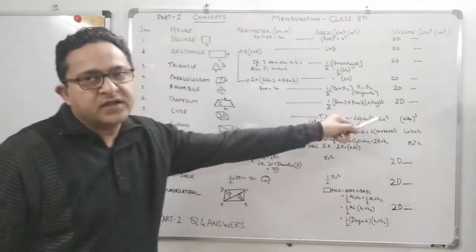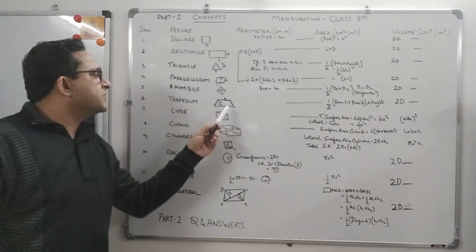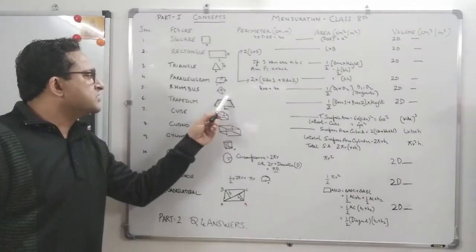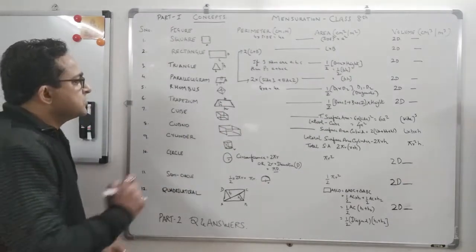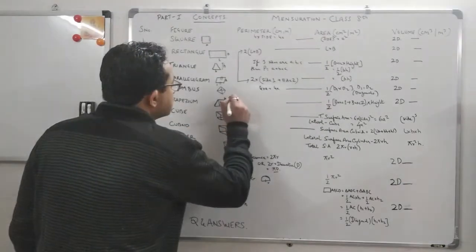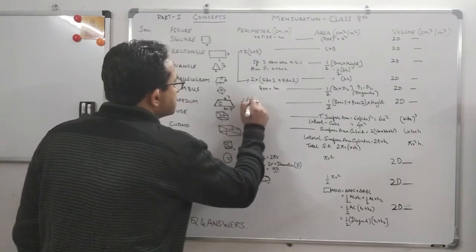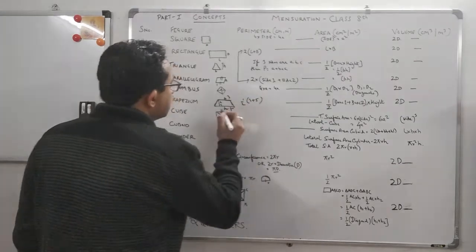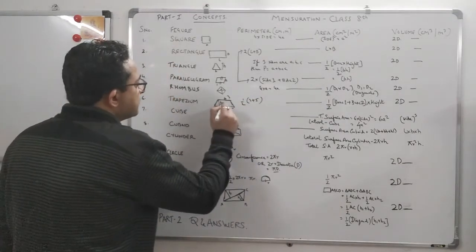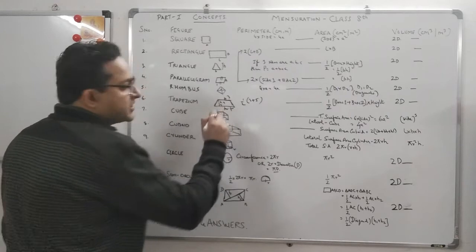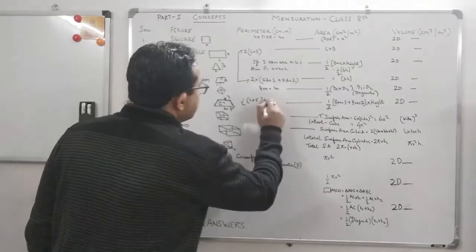into height. Suppose this is 5 centimeters and this is 3 centimeters. So it will be half into 3 plus 5. Let's take some height as 4. I've taken height as 4 centimeters. So this is the formula.